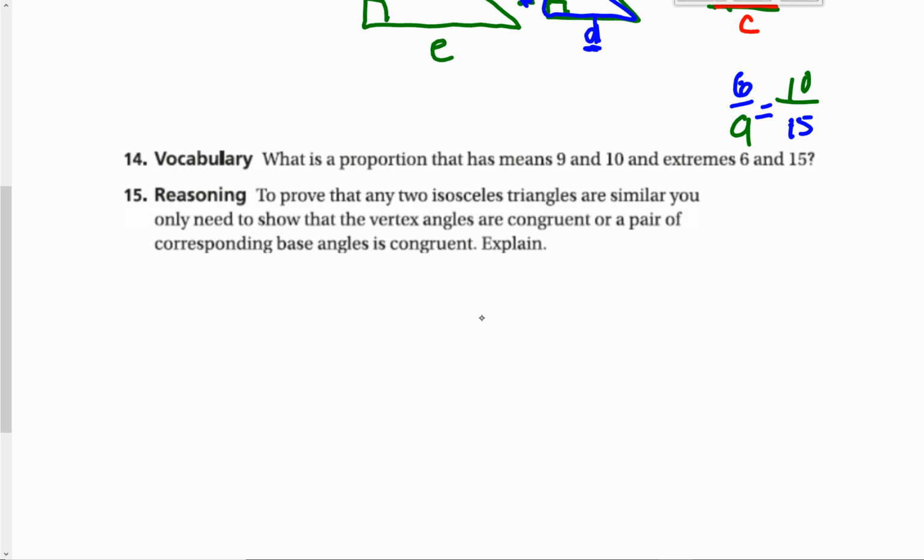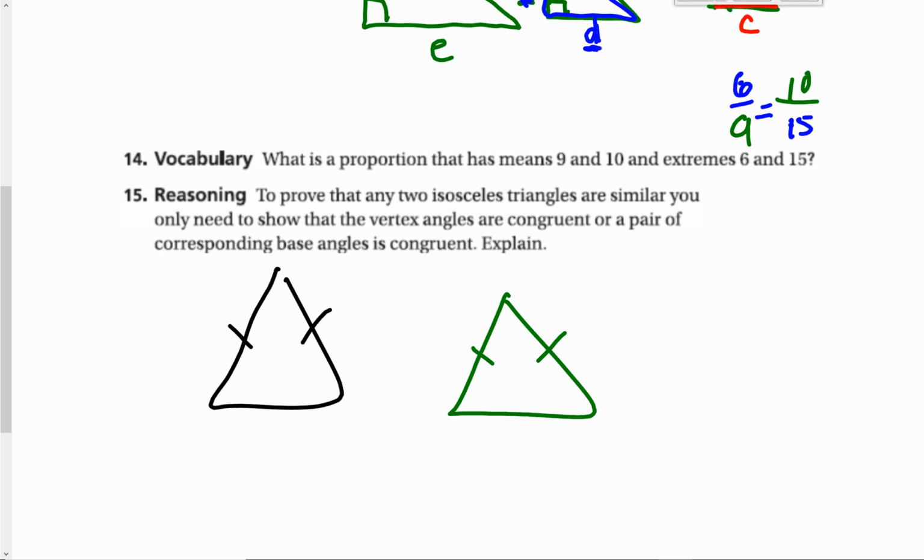All right. Prove two isosceles triangles are similar. You only need to show that the vertex angles are congruent or a pair of corresponding bases are congruent. So prove any two isosceles. So if I start with an isosceles triangle, that means that two of the three sides would be the same. So I have two of those, right? So that means this angle, whatever this angle is, this angle would be the same. And whatever this angle is down here, say this is y, this would also be y. And then two vertexes are the same, a pair of congruent angles.